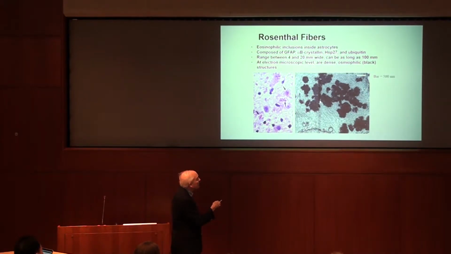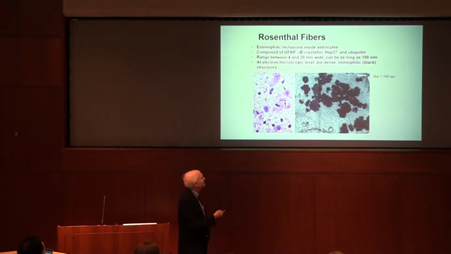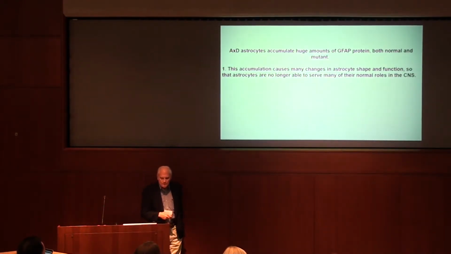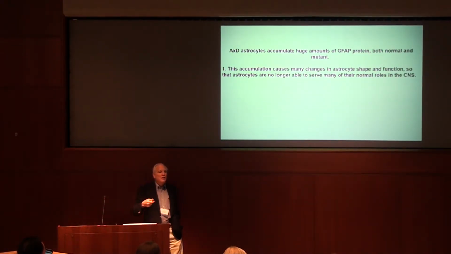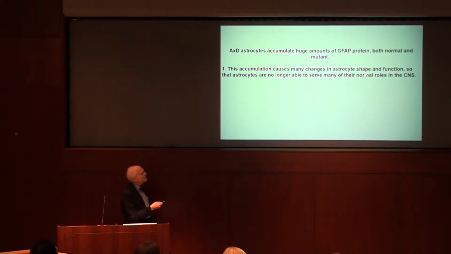However, there are these blobs. We call them, by the pathological term, blobs, that sit on top of these, and these are the so-called Rosenthal fibers. And you see these typically in astrocytes that have accumulated a lot of GFAP. Okay, so the accumulation of wild-type, normal, and mutated GFAP in astrocytes causes these astrocytes to assume very strange shapes and alter their functions so that they're no longer able to regulate all the important things in the brain that they normally do regulate.